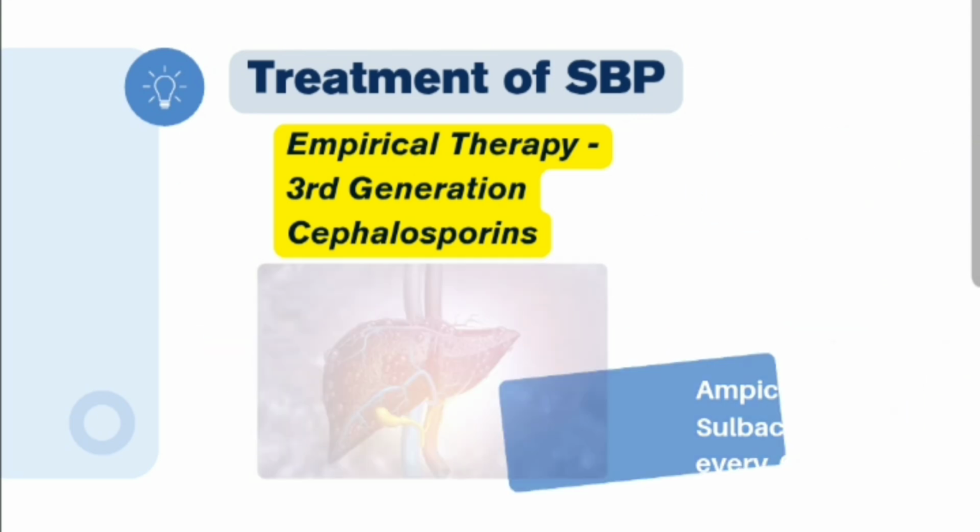Now what is the treatment duration in SBP? Although the optimal duration of therapy is unknown, an empirical course of antibiotics is recommended for 5 to 10 days, or continued treatment until the ascitic fluid polymorphonuclear neutrophil count decreases to less than 250 cells per microliter.